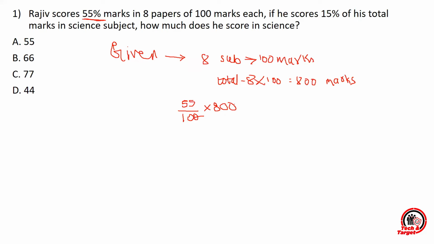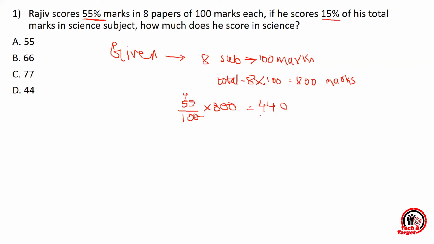If you cancel these two zeros, then it is 55 into 8, which is 0, and 8 5s are 40, and then 44. So this is actually 440 marks. This is the 55% of the total marks. But what they are asking is, if he scores 15% of his total marks in science subject, what is the number of marks he scores in that subject?